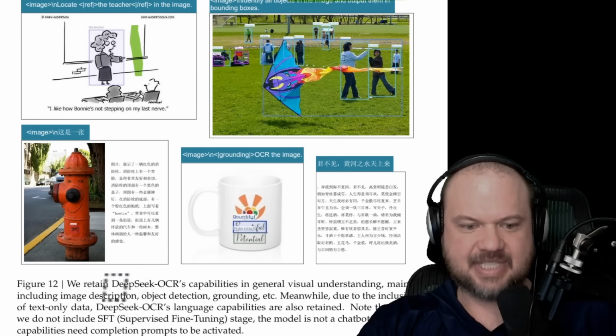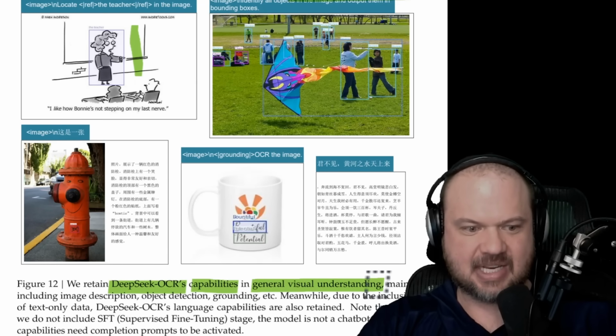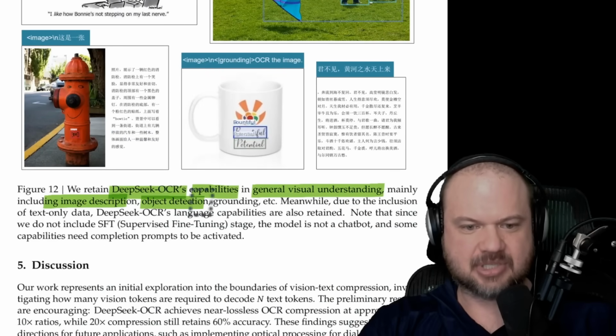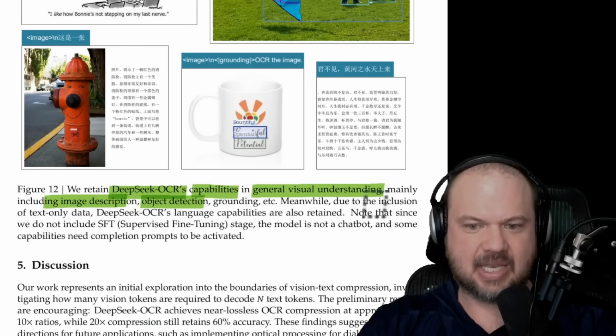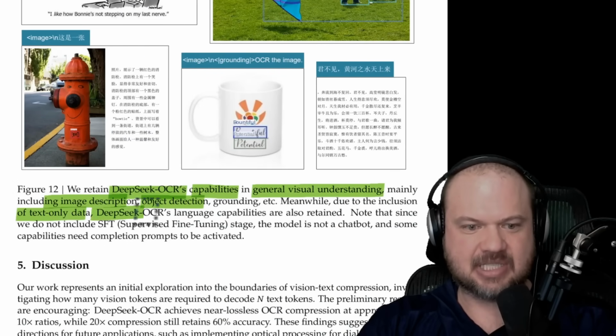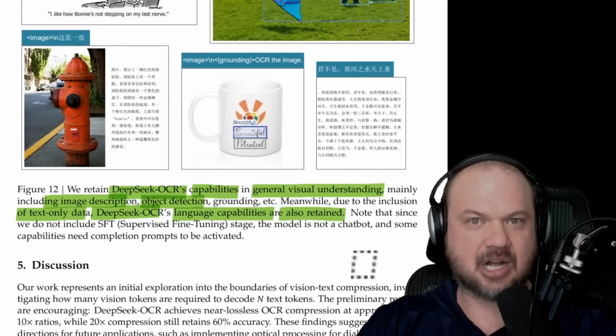So as they say here, we retain Deepseek OCR's capabilities in general visual understanding, mainly including image description, object detection, grounding, etc. And because of the included text-only data, Deepseek OCR's language capabilities are also retained.